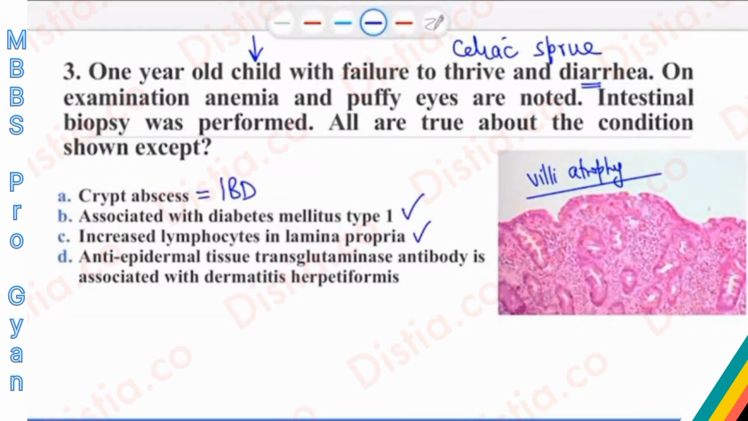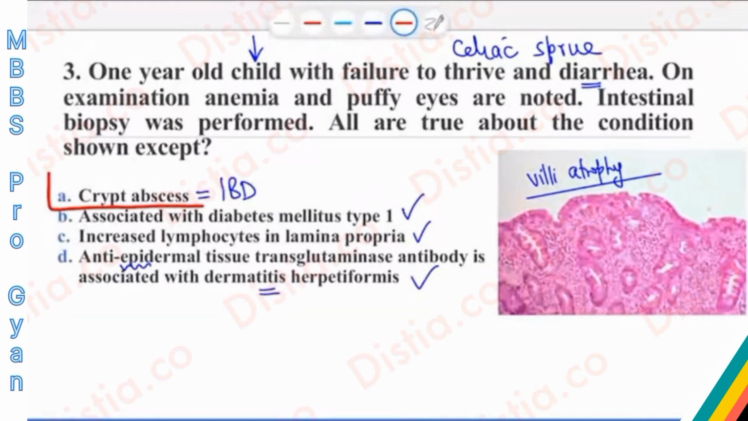But see what he has written in option D. He has written anti-epidermal tissue transglutaminase antibody. There are two words. One is TTG, tissue transglutaminase. Second is epidermal transglutaminase. So please remember, epidermal, as the name suggests, is going to be related to a skin manifestation. The skin manifestation you're going to see in these patients is dermatitis herpetiformis. So options B, C, and D are perfectly spot on.